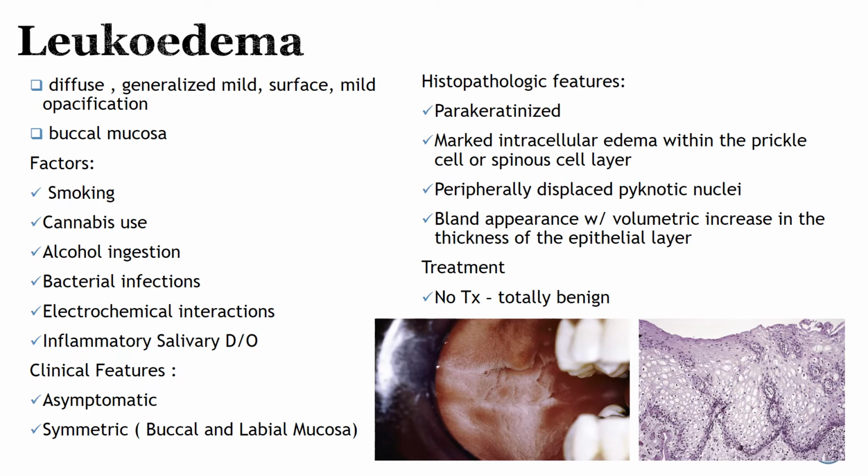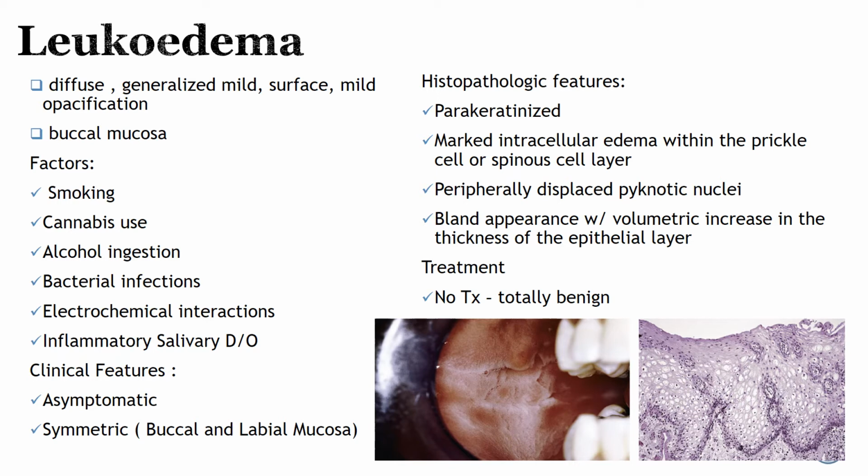Clinical features: leukoedema is asymptomatic in nature and usually discovered incidentally during routine examination or by the patient. The distribution tends to be symmetric and involves the buccal mucosa and, to a lesser extent, the labial mucosa. The appearance may be that of a diffuse filmy grayish surface with white streaks, wrinkles, folds, or milky alterations.